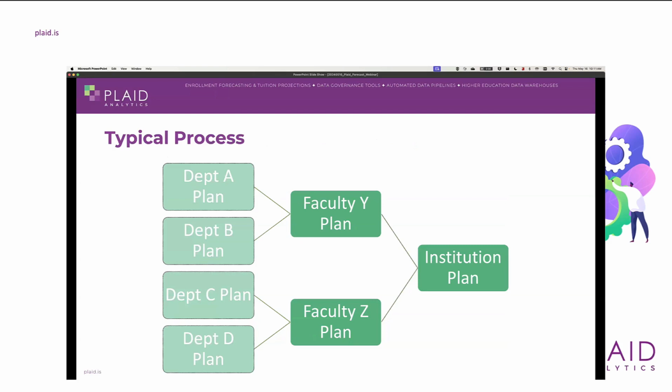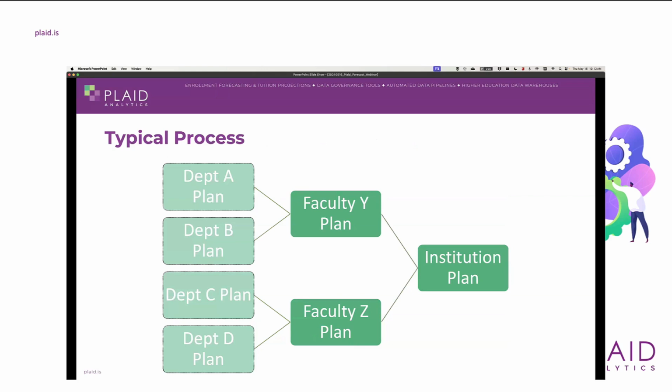So how does an enrollment plan come together? There's a lot of different ways this can happen. It depends on the kind of institution that you work for. But here's an example. This is a process we see typically. So we'll start from the right and work our way left. Oftentimes an institution will have an enrollment plan. It might be 1 year, it might be 3 years, it might be 5 years.